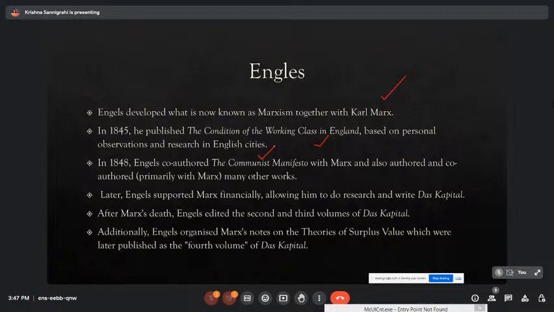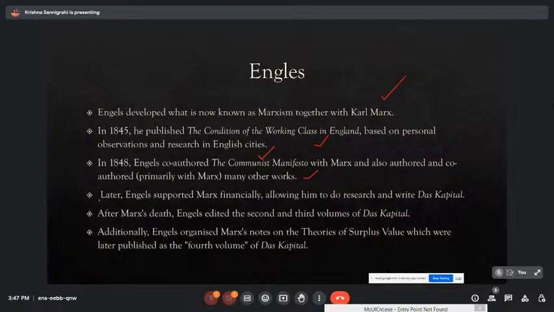So in 1845, Engels co-authored the Communist Manifesto with Marx, and also authored and co-authored, primarily with Marx, many other works which contribute to the whole body of Marxism. So their works actually contribute to the entire body of Marxist theory, because Engels and Marx worked together and they wrote things together.